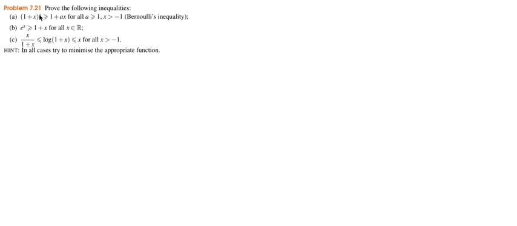Problem 7.21. Prove the following inequalities. And we have three different inequalities, and the problem gives us a hint. In all cases, try to minimize the appropriate function. Okay, so let's see what they mean by that.